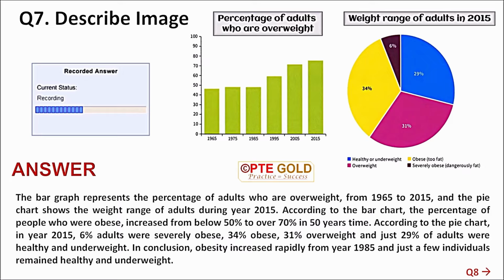According to the pie chart, in year 2015, 6% adults were severely obese, 34% obese, 31% overweight, and just 29% of adults were healthy and underweight. In conclusion, obesity increased rapidly from year 1985, and just a few individuals remained healthy and underweight.